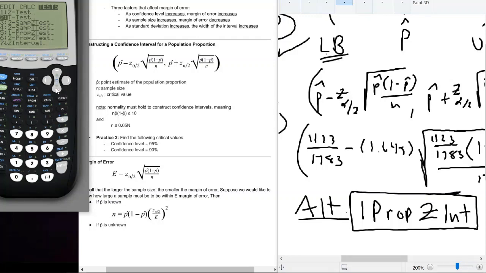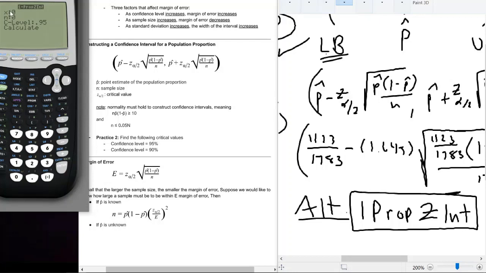Now, just a warning. If you go to number 5, it looks like the one that we want. 5, 1 prop z test is for something else. Okay, we want 1 prop z int, not test. So we need to keep looking for the 1 prop z int. Okay, notice here, A, and you hit enter. And notice it's just looking for a few things in order for it to calculate this entire formula.